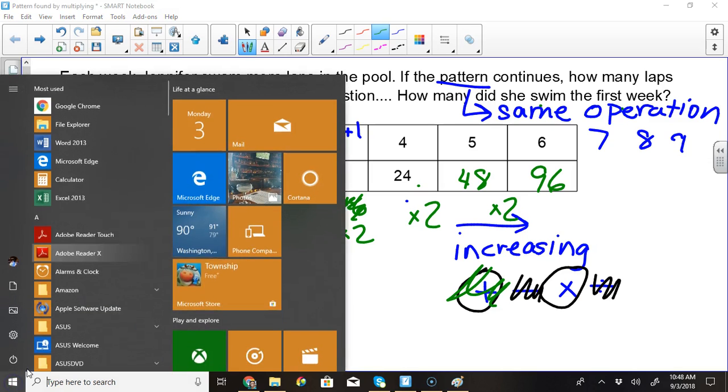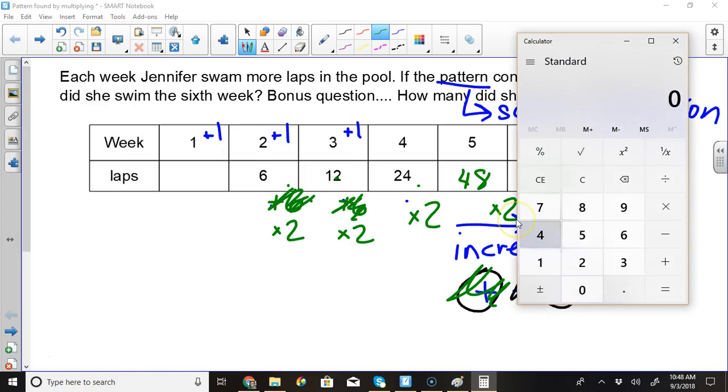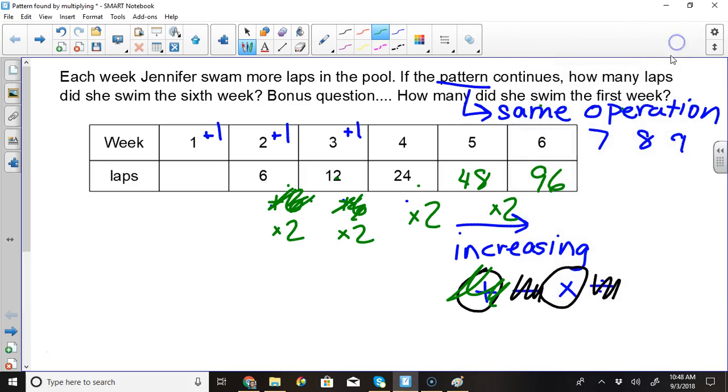You know what? Let me double check that. 48 times 2 is 96. I was right. Okay, cool. All right, so that's how we do patterns. We're looking for the same operation that can make the pattern go from left to right.